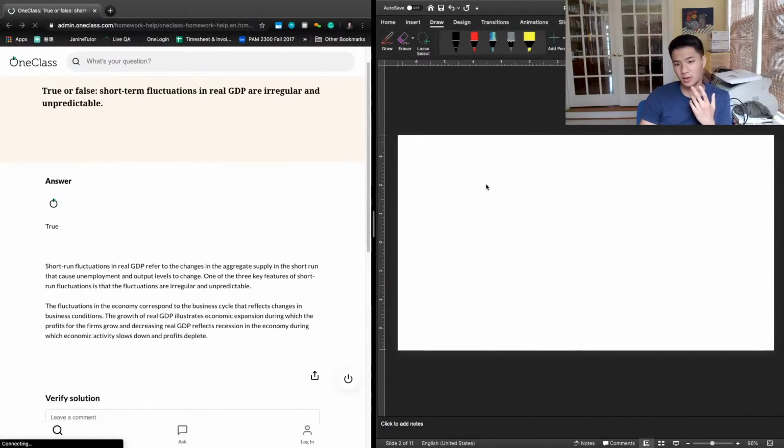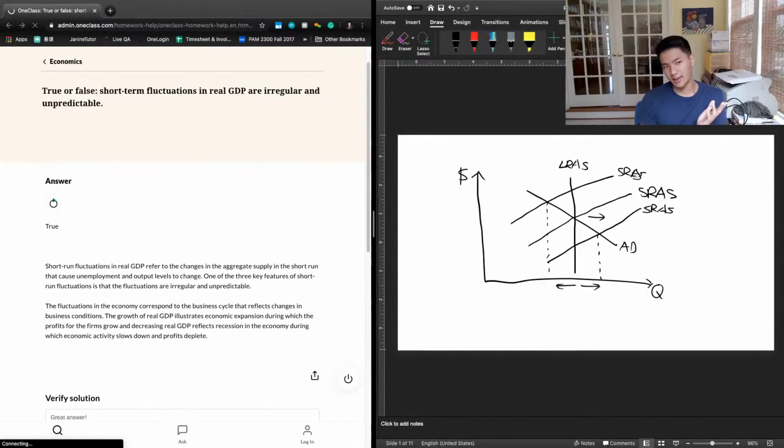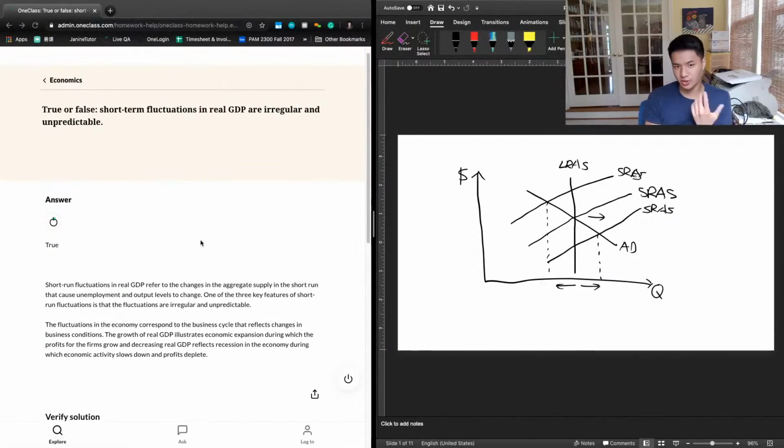Okay, so this is a question that we started off on, and it says true or false, short-term fluctuations in real GDP are irregular and unpredictable. And I agreed with the answer here, and the only thing I wanted to clarify was what this looks like on a graph. So here is our dynamic aggregate demand, aggregate supply model.